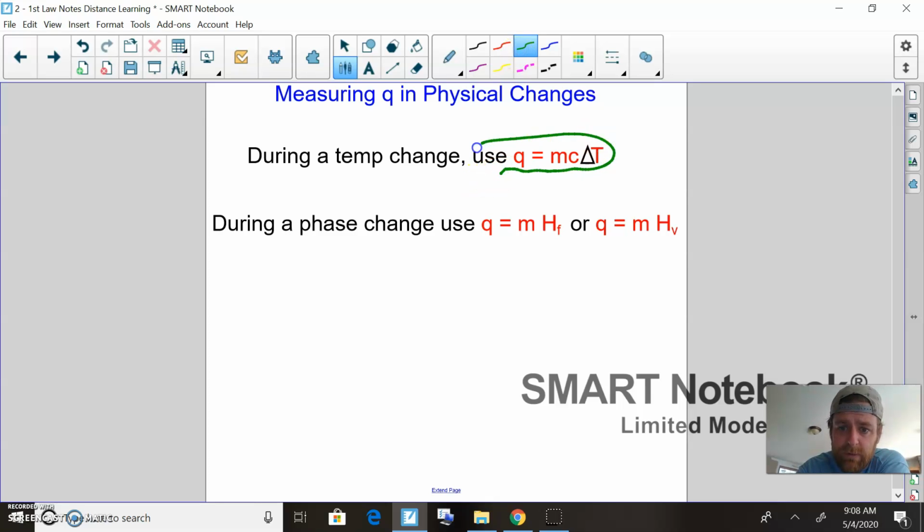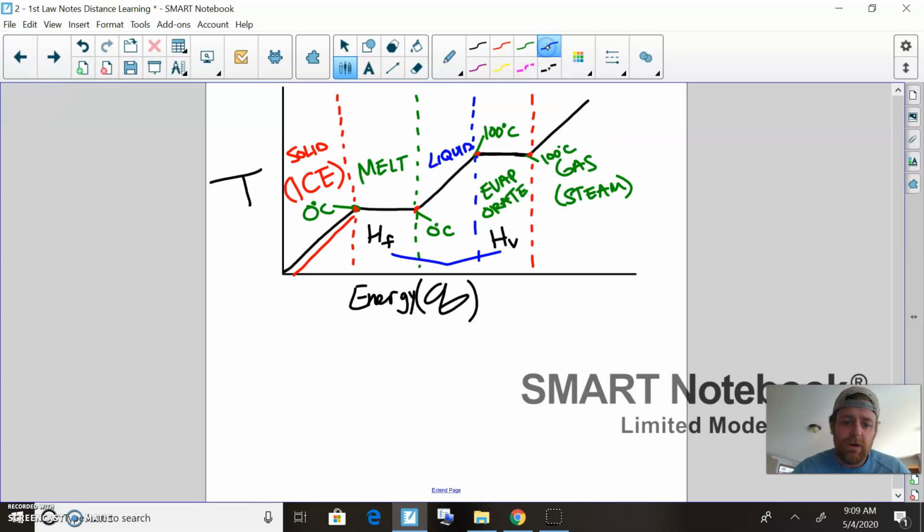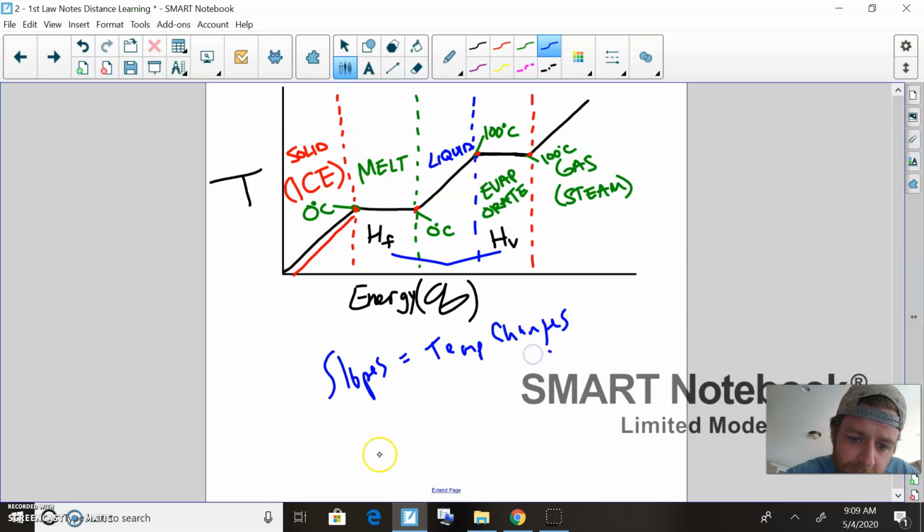We use Q equals mcΔT. During a phase change, we use Q equals the mass times the heat of fusion, or Q equals m times the heat of vaporization. So let's go back. During a temp change, the slopes are the temp changes. We're changing the temperature of the solid. The flats are the phase changes.